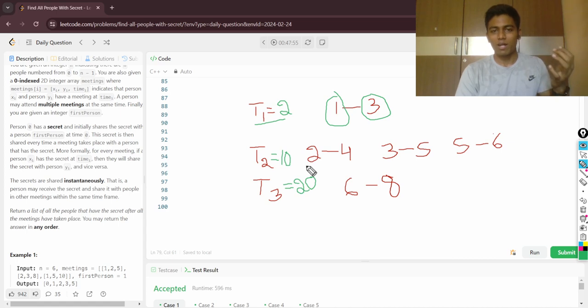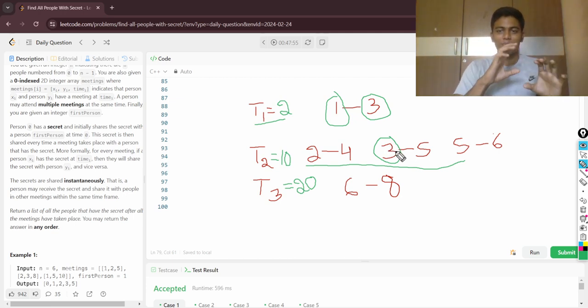Out of all these meetings, who are the persons who know the secret? It is going to be 3, right? So this person is going to be picked, and then this person is going to spread the secret to 5 person. So he's going to spread the secret to fifth person. And then after this, this is the next iteration.